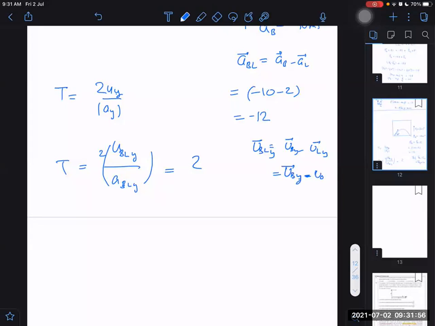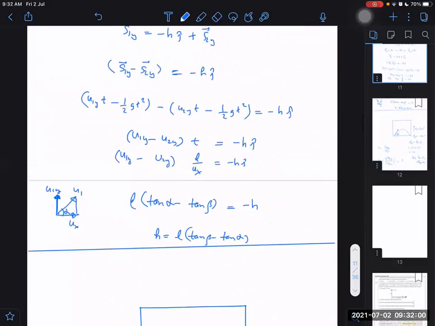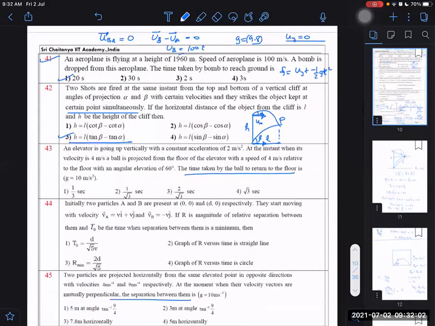Wait a second. Wait. They are saying it is thrown with respect to lift or not. Here's the question. 4 meters per second projected from... Oh, it is already projected from the floor with 4 meters per second. See why the questions appear tough to some students. They are not able to understand the meaning of the word. What is the meaning? Velocity of 4 meters per second from the floor with speed of 4. Here they have made it very clear. They mentioned 4 is with respect to floor already.